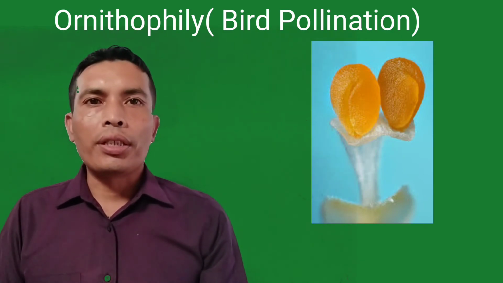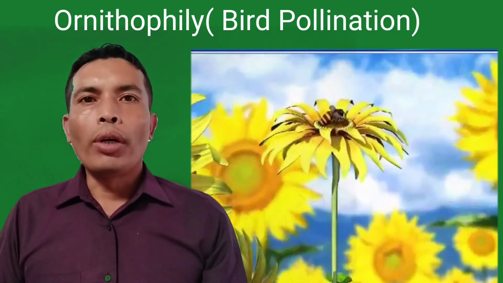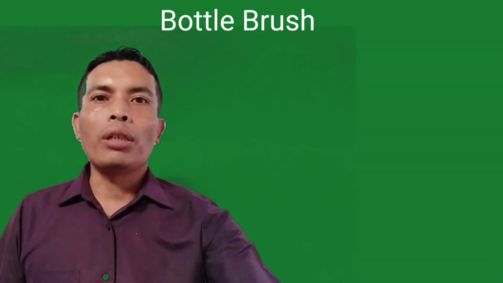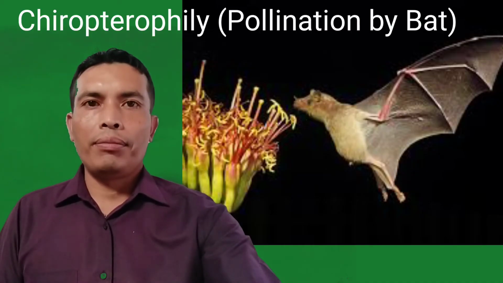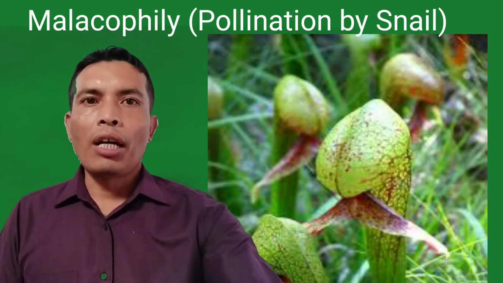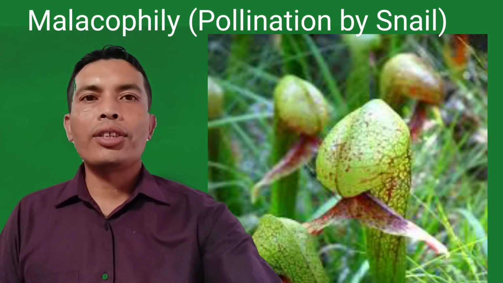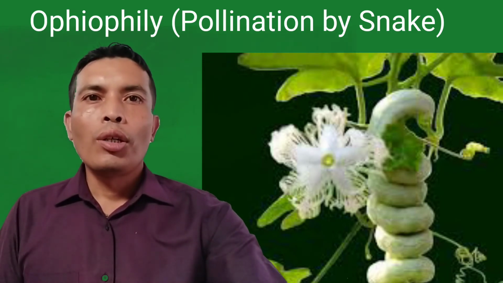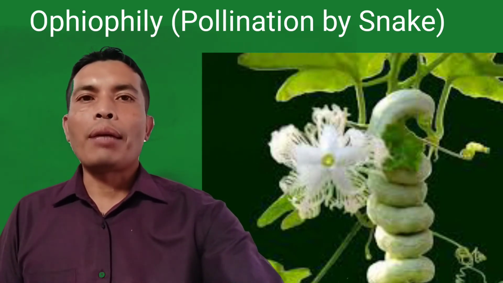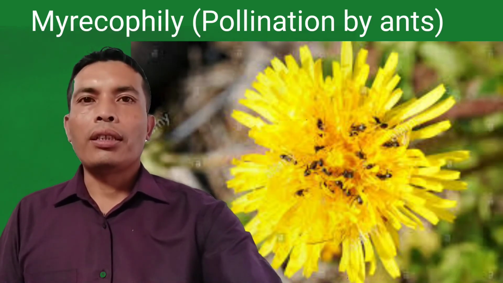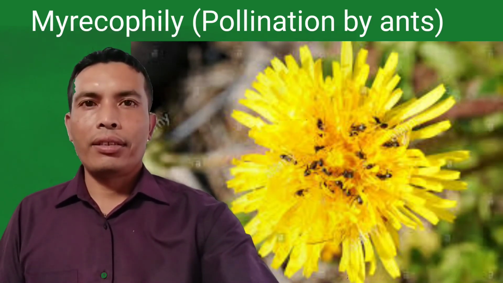Let us know other types of pollinations also. Ornithophily, pollinated by birds. One example is the bottlebrush. Chiropterophily is a type of pollination done by bats. Malacophily is the type of pollination done by snails. Example is cobra plant. Ophiophily is the type of pollination done by snakes. One example is creeping plants. Myrmecophily. This is a type of pollination done by ants.